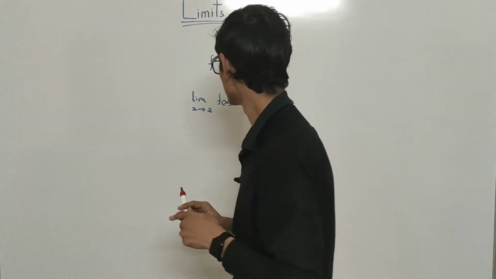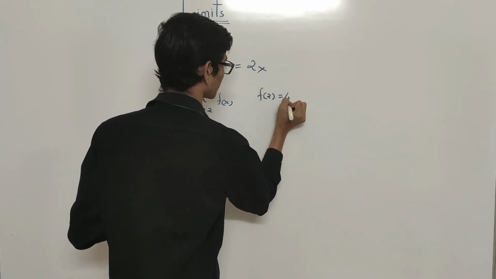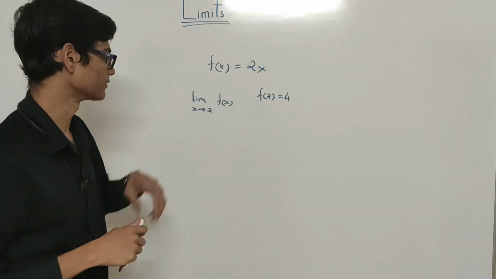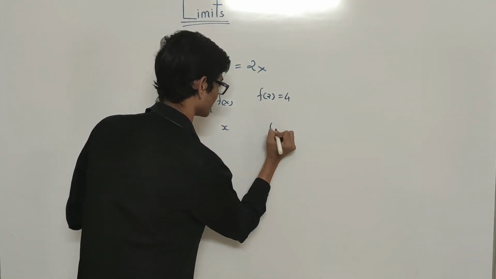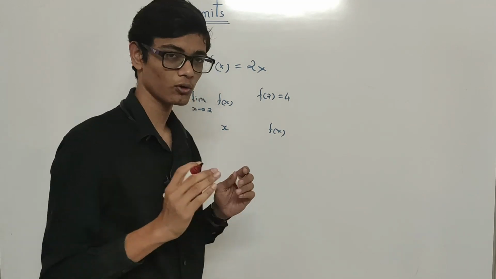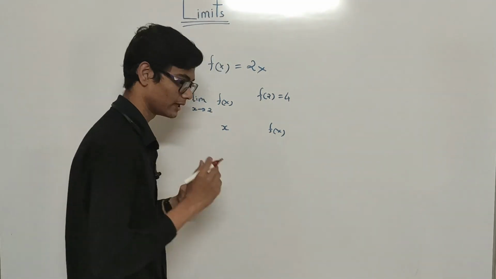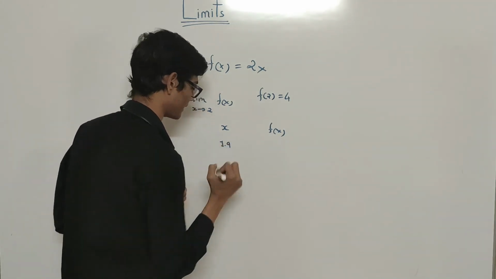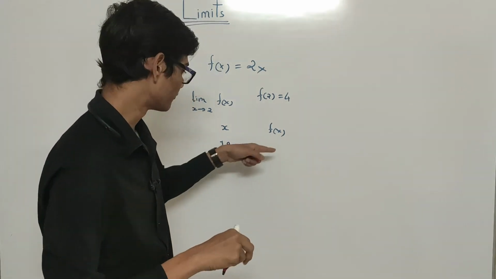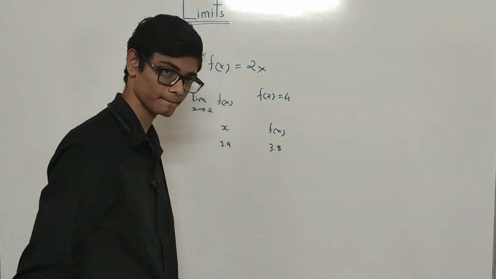So if we do that, f of 2 is equal to 4, right? We know by the function. Let's just put some values of x and f of x. So I am going close to 2. If I take x equal to 1.9, f of x will give 3.8.